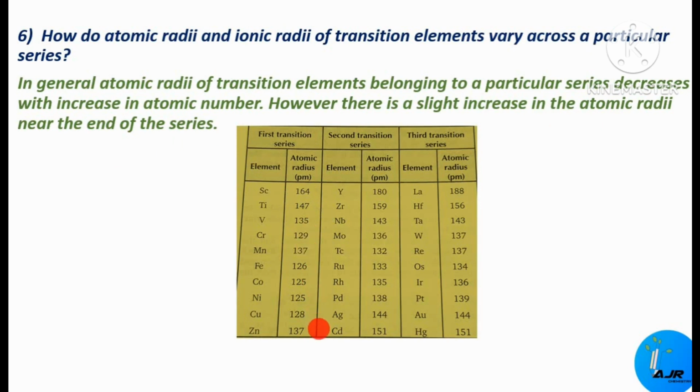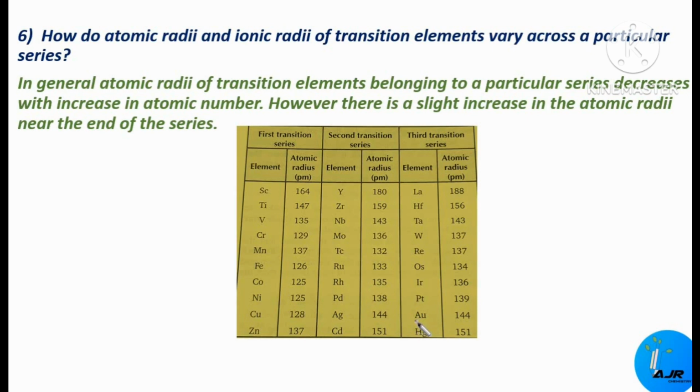See, at the end of all the series, that is in the first series, second series, and also in the third series, at the end we could see a slight increase in the atomic radii. Let me explain why there is a slight increase at the end of all the series. Because towards the end of the series, the electron repulsion between the added electrons in the similar orbitals predominates over the attractive forces due to increase in nuclear charge.